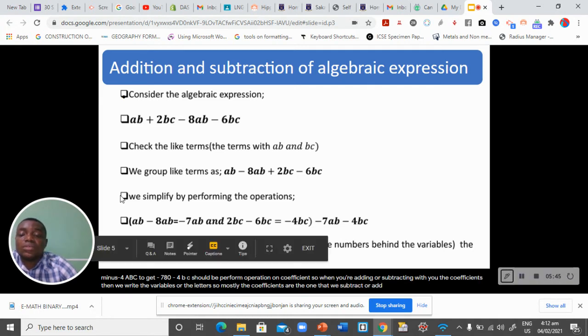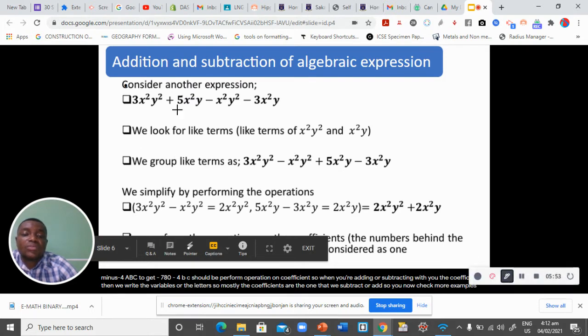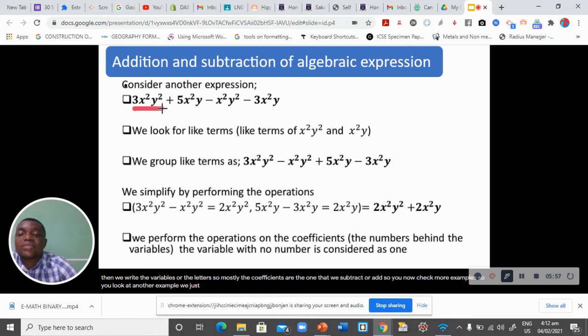Good. We now check more examples. Another example is 3x squared y squared plus 5x squared y minus x squared y squared minus 3x squared y. What you need to do is to group like terms, that is the terms containing x squared y squared and x squared y. We can see that 3x squared y squared has likeness with minus x squared y squared. Then 5x squared y also has likeness with minus 3x squared y. So we now group them: 3x squared y squared minus x squared y squared plus 5x squared y minus 3x squared y.